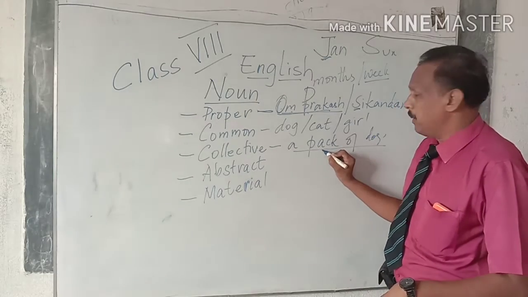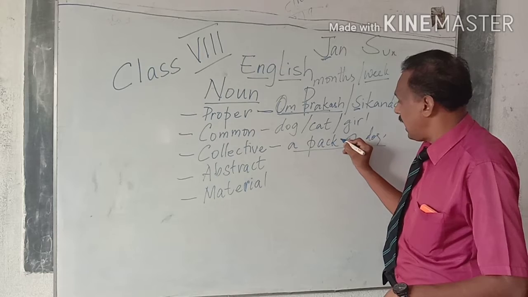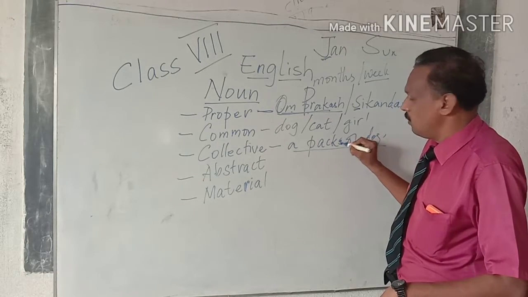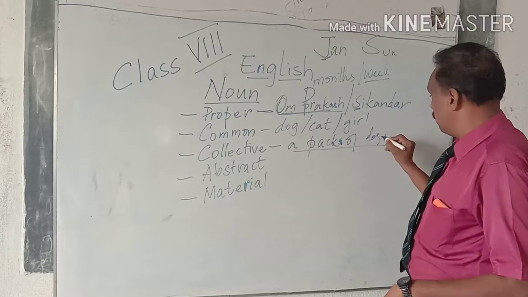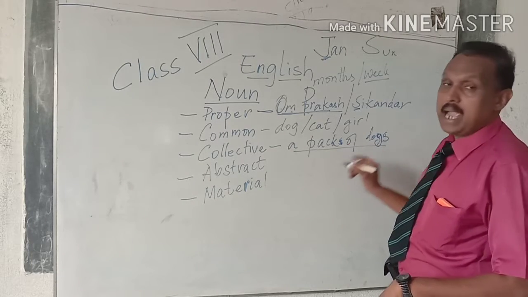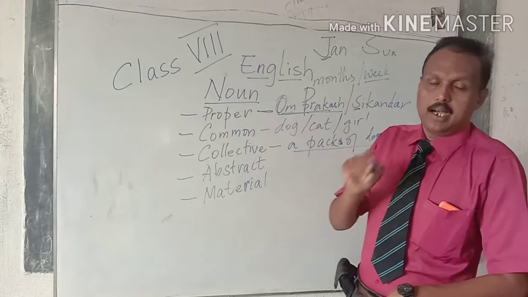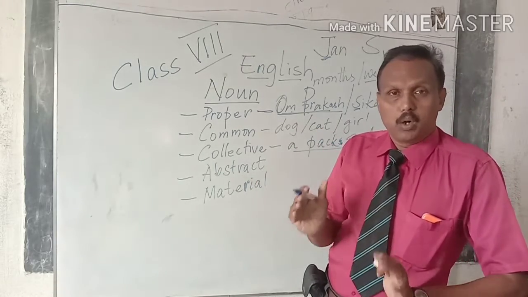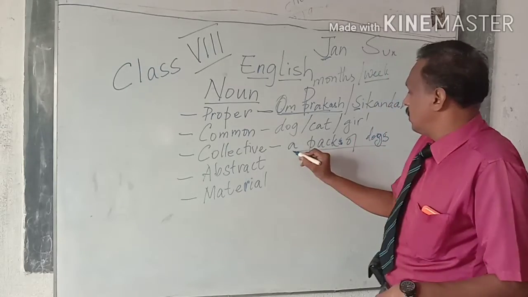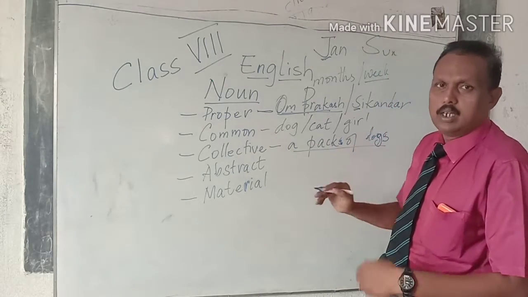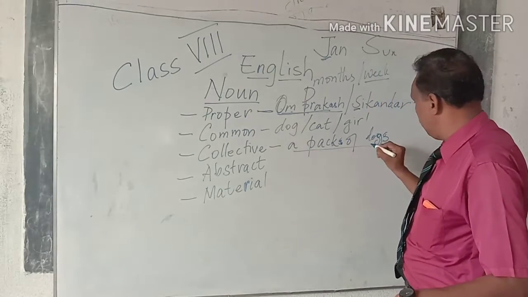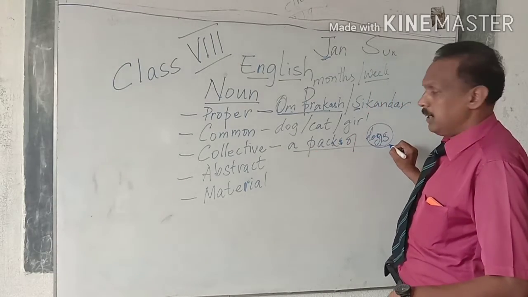And here you have to remember, you should not write a packs of dog. That is wrong. For this collective noun, we will not write S here. The plural will come here only. A pack of dogs, a herd of cattle, a bunch of keys, a bouquet of flowers. We should not say a packs of dogs, bunches of keys, like that. So we have to use the plural only for that common noun.